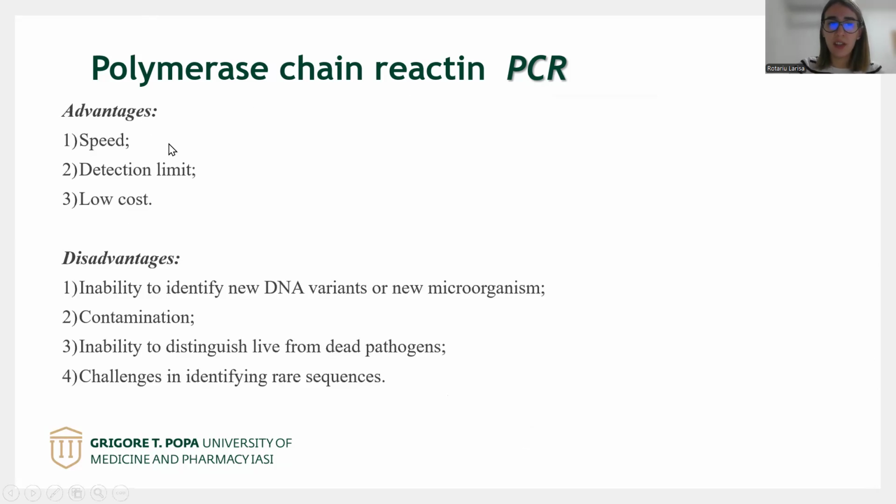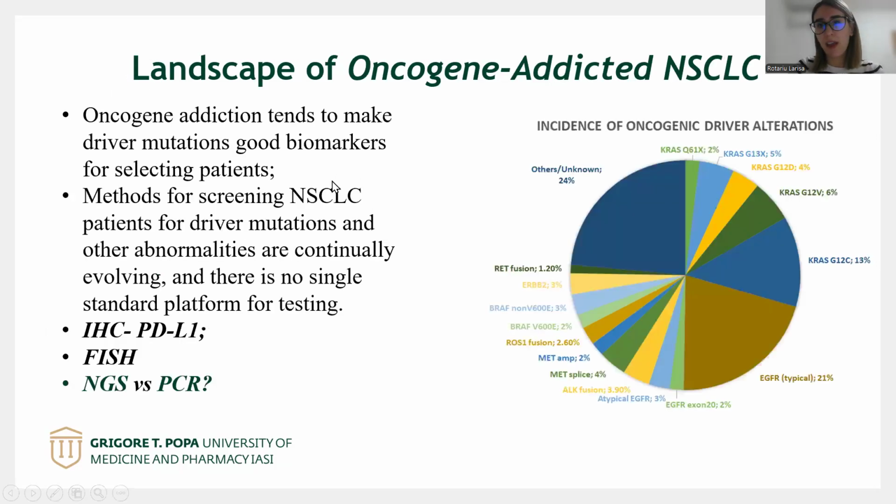There are advantages and disadvantages. An advantage would be speed. It takes about an hour or maybe 2 to 4 hours if it's large scale. The detection limit, it can amplify DNA from a single cell or a single molecule, and the low cost, but with some disadvantages: it cannot identify new DNA variants or new microorganisms, and there are challenges in identifying rare sequences. So we have the non-small cell lung cancer with oncogene addiction map.